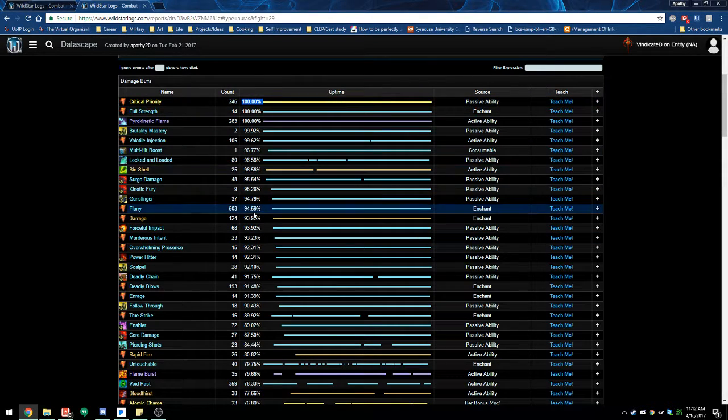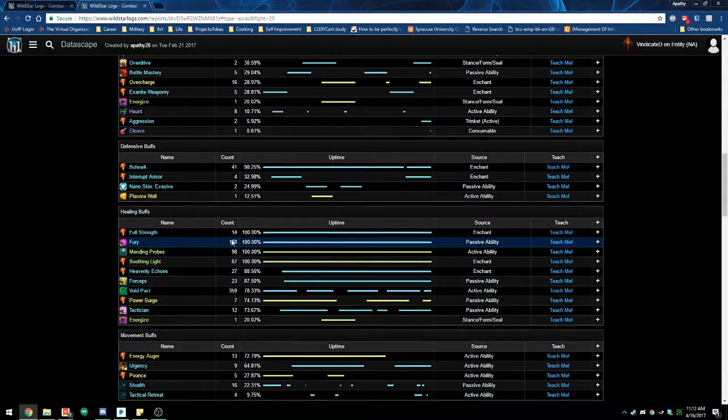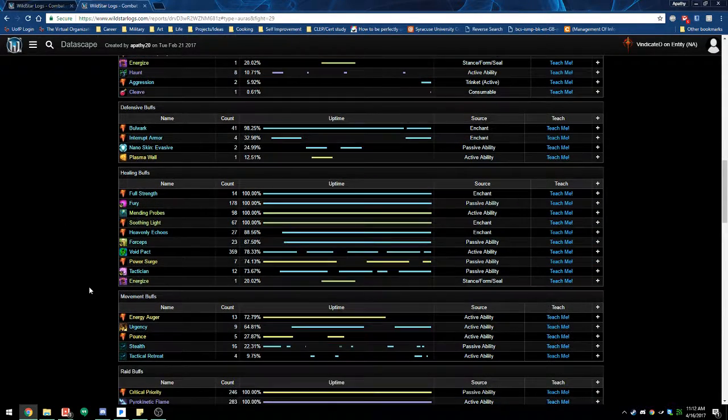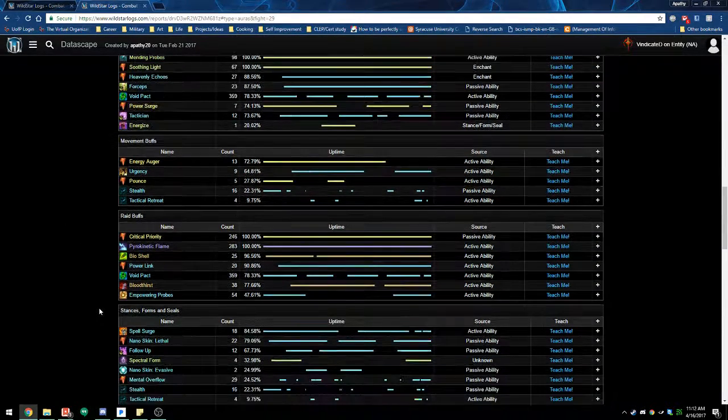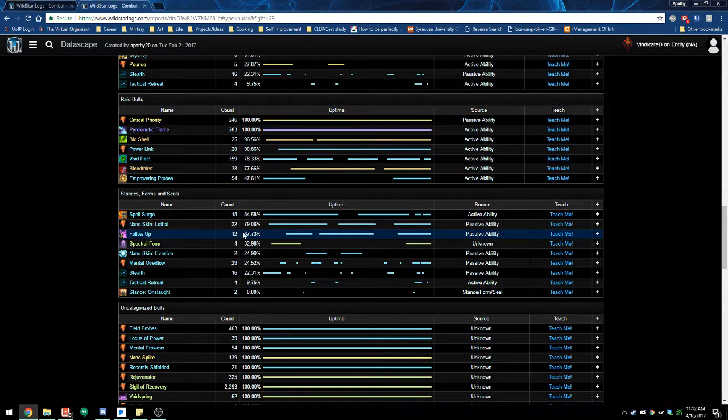Critical Priority is one of the raid buffs that we always want running. VI is from your NGs. Bioshell is something always coming from NGs. And then we can also look at your specific buffs. So Stalkers want to keep up. Let's see, Follow-Up is a good one. We want to have that up. That's below a certain suit power.